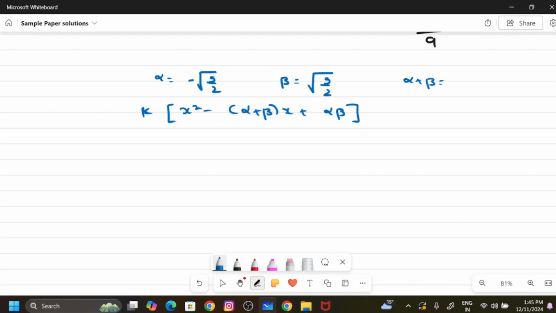Will be minus root 5 by 2 plus root 5 by 2, which will be 0. Alpha beta is minus root 5 by 2 into root 5 by 2, which is minus root 5 by 2 times root 5 by 2, that is 5 by 2. So alpha plus beta is 0 and alpha beta is minus 5 by 2.